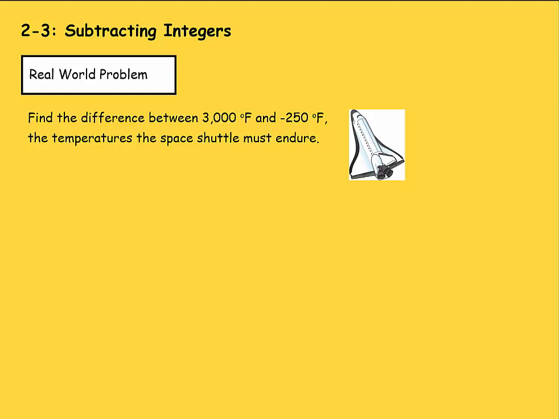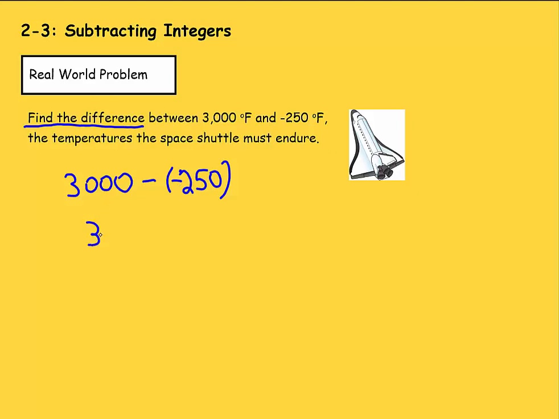Let's look at a word problem. It says find the difference between 3,000 degrees Fahrenheit and negative 250 degrees Fahrenheit, the temperatures the space shuttle must endure. Remember, the key words that we learned from last chapter is it says find the difference. Whenever you need to find the difference, that's going to be a subtraction problem. So that means that we have 3,000 minus the negative 250. So this would be the difference between these two numbers.